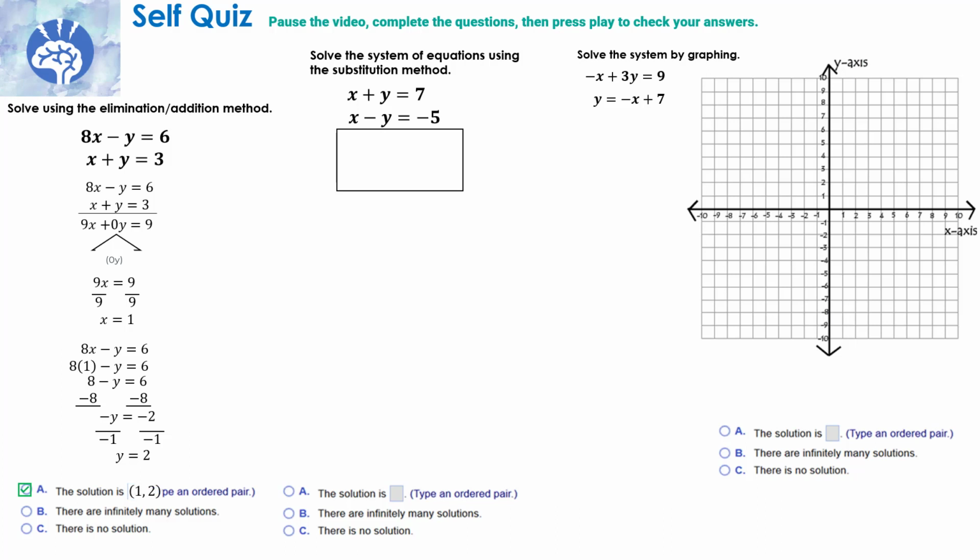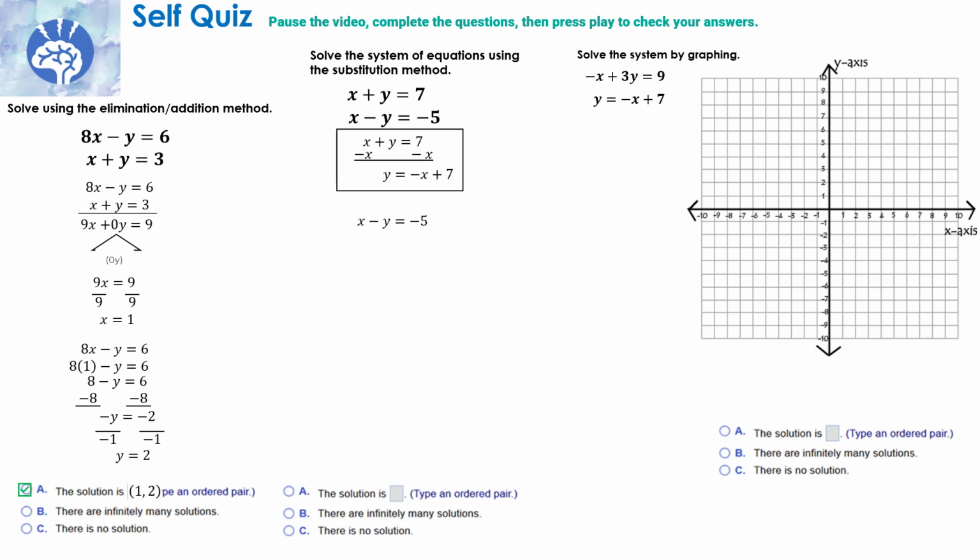Cool. Let's look at the second one. Solve the system of equations using the substitution method. When I look at the first equation, I have a 1x and a 1y. So I could solve for x in the first equation or solve for y in the first equation. In the second equation, I could solve for x. It really doesn't matter what you did, as long as when we get to the end, we have the same answers. I decided to solve for y in the first equation. So I'm going to subtract x from both sides, and y equals negative x plus 7.